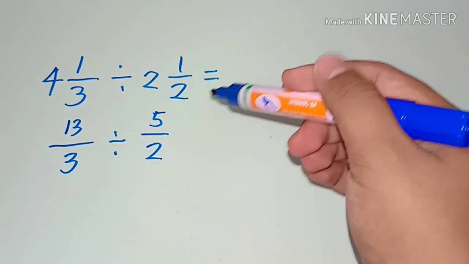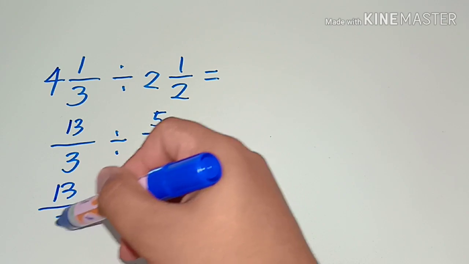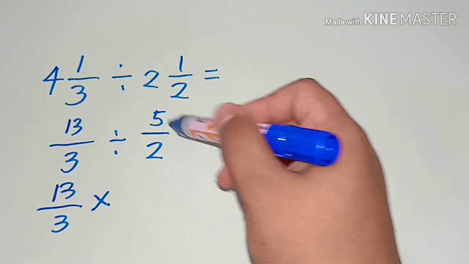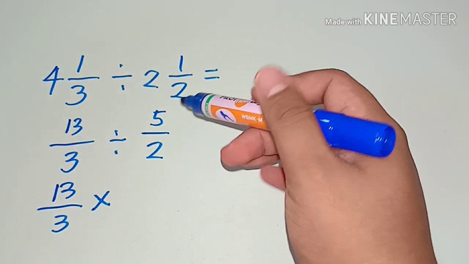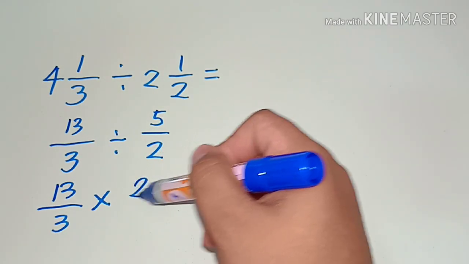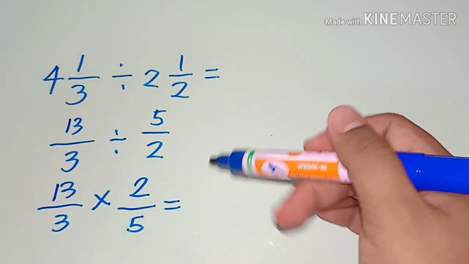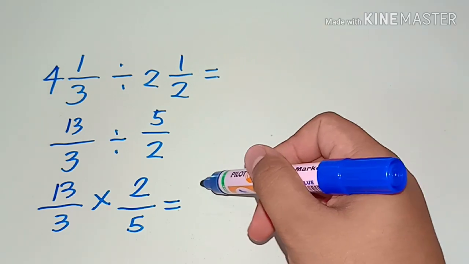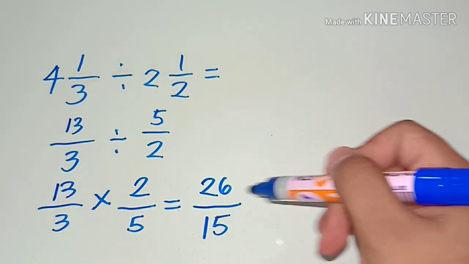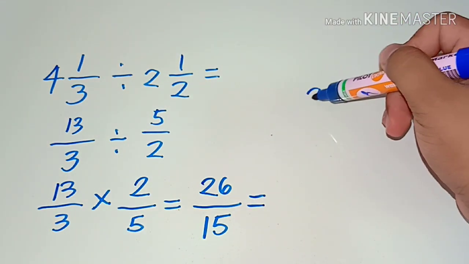So from here we can make it into multiplication. Copy first 13/3. So make your division into multiplication and do the reciprocal of the second given fraction there. So instead of 5/2, it will become 2/5. And after that one, you just multiply. 13 times 2 is 26. 3 times 5 is 15. And since that's an improper fraction, make it into mixed form.